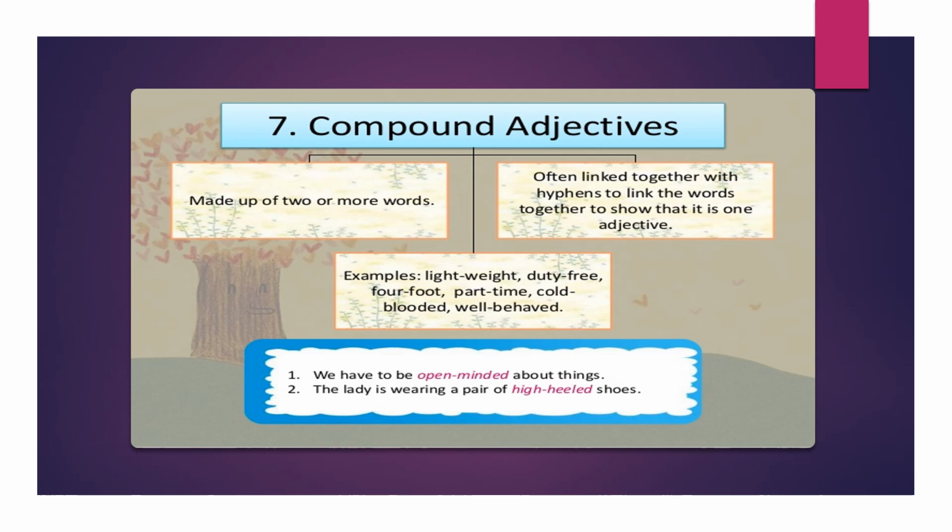Likewise, lightweight. The shoes that I bought yesterday are very lightweight. So lightweight, you have one word as light, the other as weight. You're joining two words using the hyphen, and that is how it becomes a compound adjective. So compound would always mean multiple, two or more than two. We have to be open-minded about things. The lady is wearing a pair of high-heeled shoes. So all such cases will be compound adjectives wherein we are joining two or more than two words to express a common adjective, separating them by a hyphen.